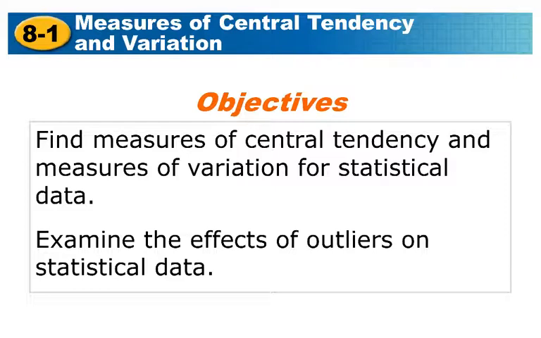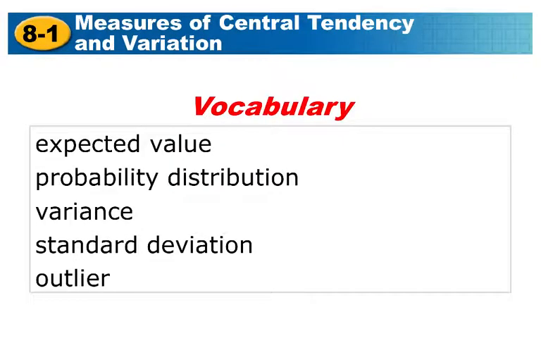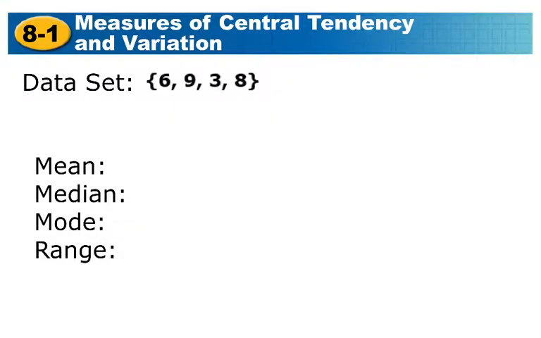So, anyway, our objectives are to find measures of central tendency and measures of variation for statistical data, and examine the effects of outliers. Super. So words that you'll hear are expected value, probability distribution, variance, standard deviation, and outlier. So to get us started here, we're talking about a mean, median, mode, and range for this data.